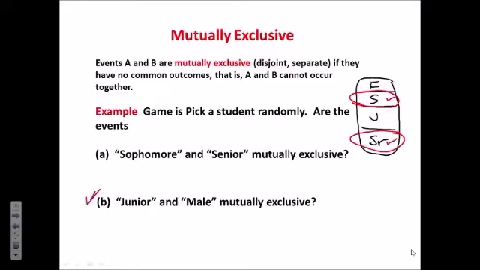Part B, junior and male. If we had all the students in the school together, the juniors might be in this circle, and the males might be here. Well, they do overlap. There is a possibility that a person could be a male and also in junior year. These two events, junior and male, would not be mutually exclusive.